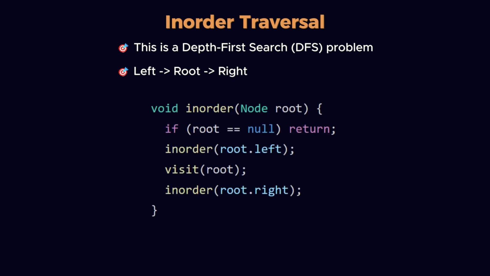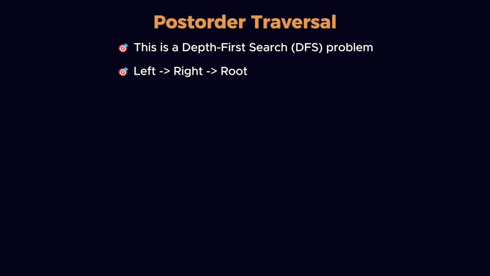Let's check the pseudocode together, its recursion. In-order. If root is equal to null, return. Recursion call root.left. Visit root. Recursion call root.right. Post-order traversal. In post-order traversal, we always explore the left subtree fully, then the right subtree, and visit the current node last. Let's traverse the example together.